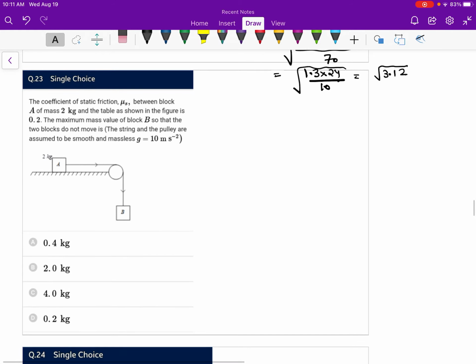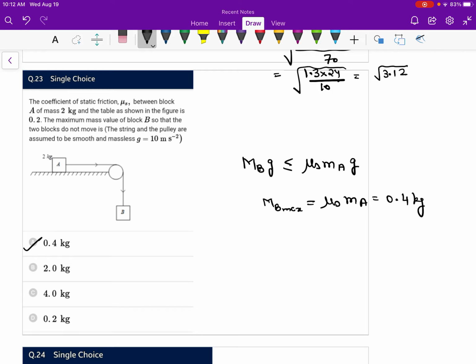Find the maximum mass of B so that the two blocks do not move. So the driving force is mB g, and in the limiting case this should be less than or equal to mu s mA g for no motion. So mB maximum is mu s mA, mu s is 0.2, mA is 2, so 0.4 kg. So A is the correct option.